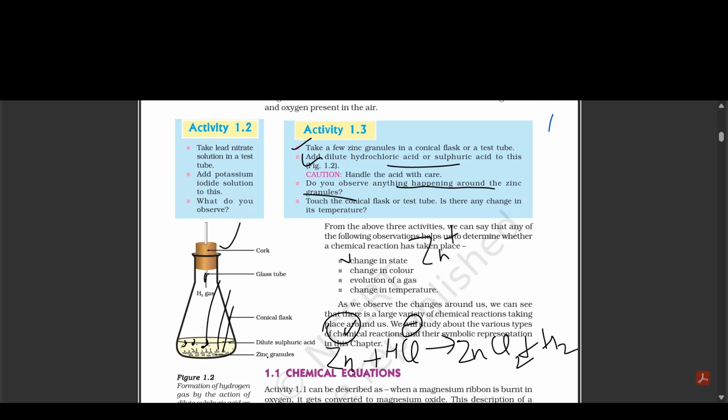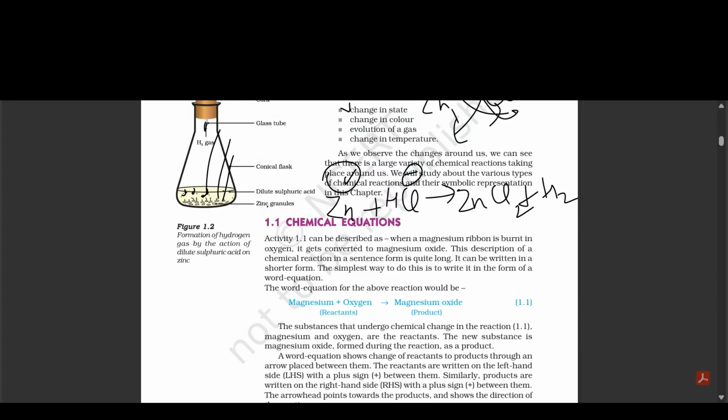Again, why ZnCl2? The valency for the zinc ion is Zn plus 2, and for chloride it is minus 1. Crisscross. This one will go here and 2 will come here, but we don't write 1. So the formula will be ZnCl2, right? Again, I'm telling you, I have not balanced the equation, right? I have just written the equations.